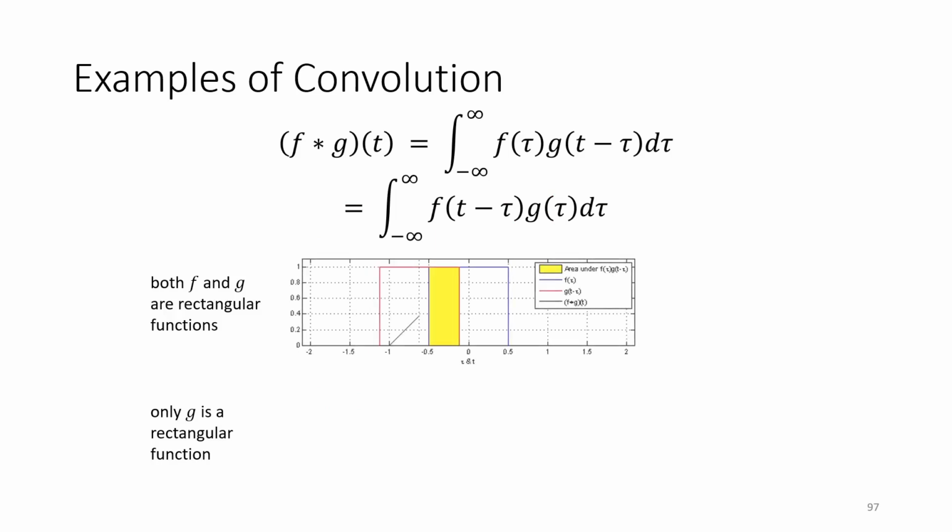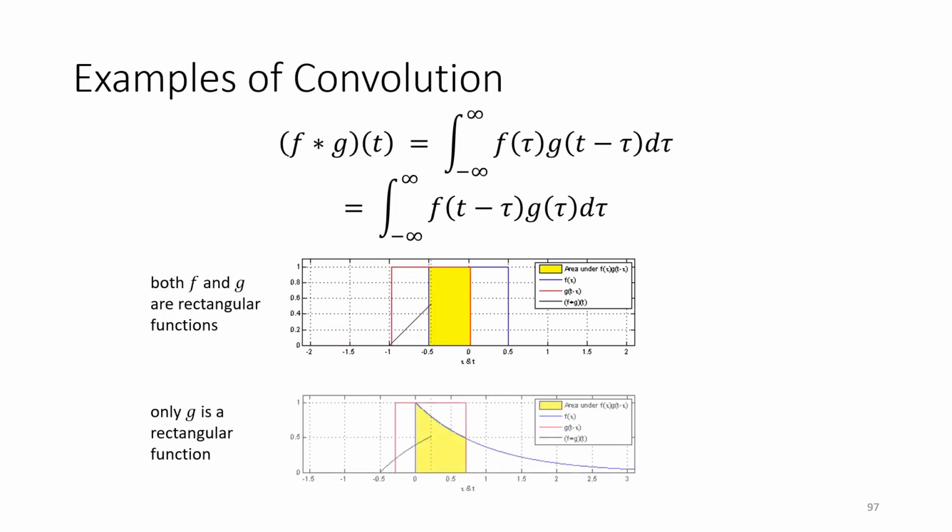Here, if f is a square function and g is also a square function, the convolution means I will calculate the overlapped region. Here is the yellow region. And the result of the integral value will be the convolution value.